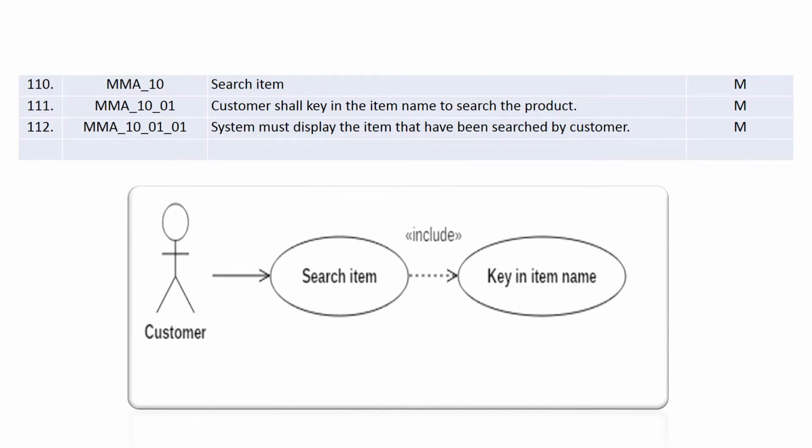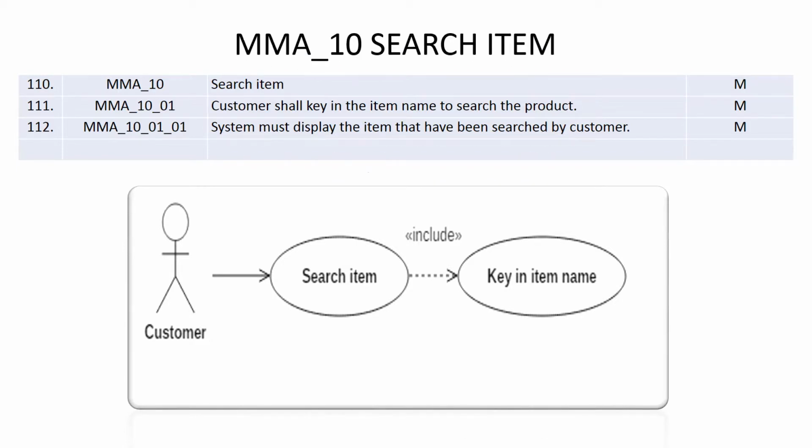The next requirement for MMA is search items. This is the use case for search items. It allows customers to key in the item's name to search the product.